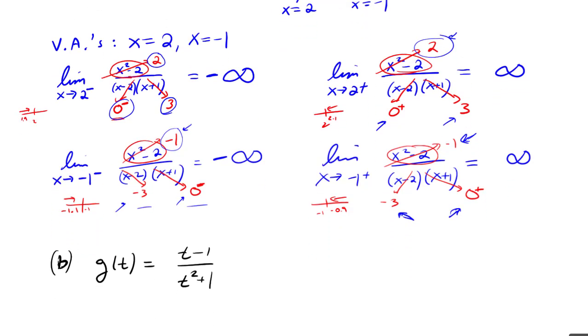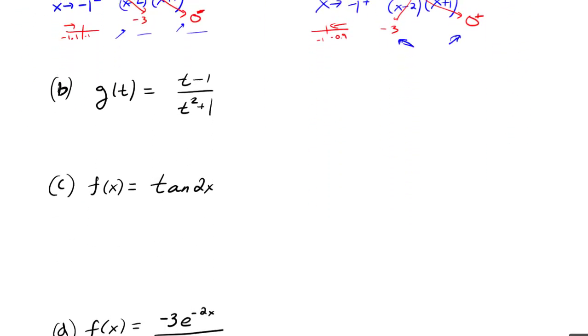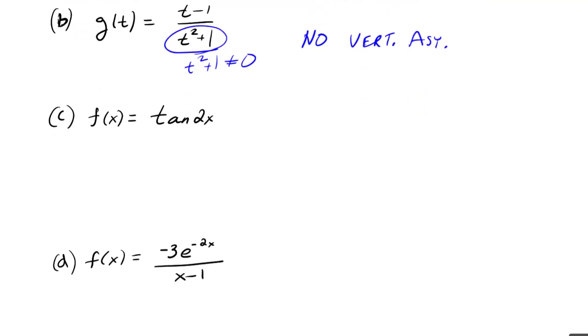All right, let's take a look at another one here. Okay, g of t is t minus 1 over t squared plus 1. Okay, let's focus in on the denominator here. I would need the denominator to be 0. But t squared plus 1 is never 0. So this has no vertical asymptotes. That's fine, that can happen.